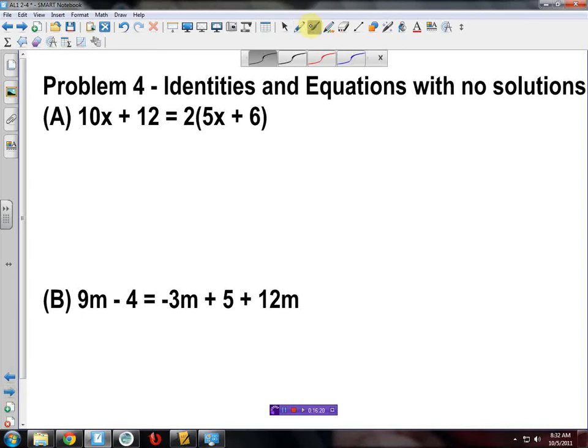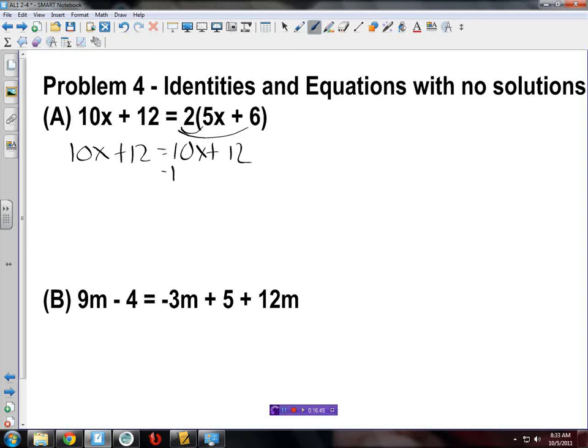Distribute. Okay? So I'm going to say that's 10x plus 12 is equal to, that's 10x. That's 12. What operation in between? Plus. What do you want to do next? Put the x's together. Okay? And what do you want to do? Which x do you want to move? We're going to move the one on the right, so we're going to say minus 10x minus 10x. Those cross out, but what happens over here?